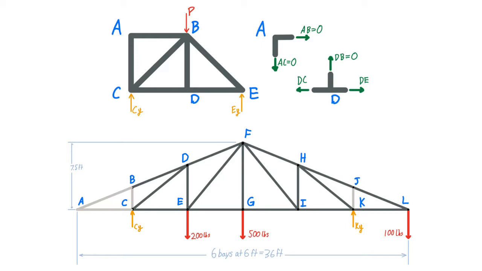Let's start by looking at joint A. Here we have 2 members, AB and AC, which are non-collinear, and there are no external loads or support. Using the first rule, we know that both of these will be 0-force members.